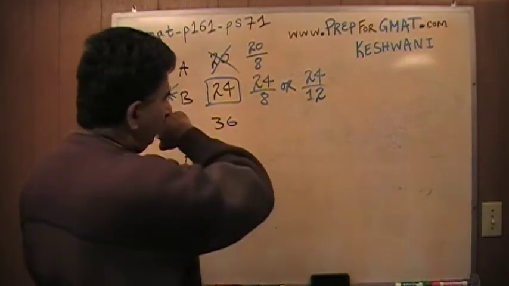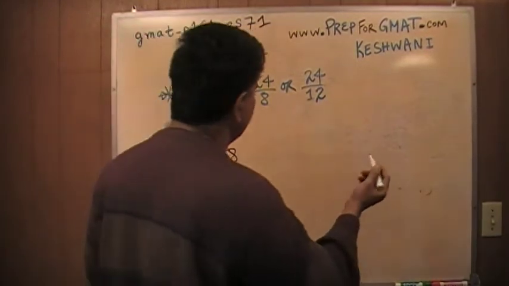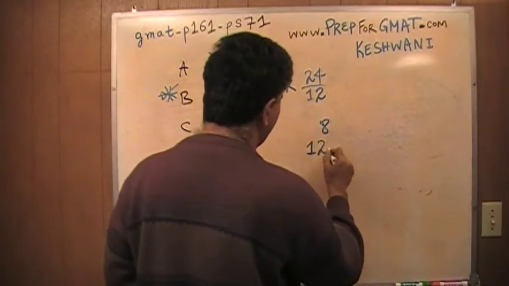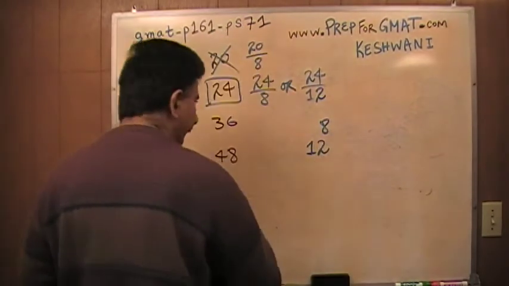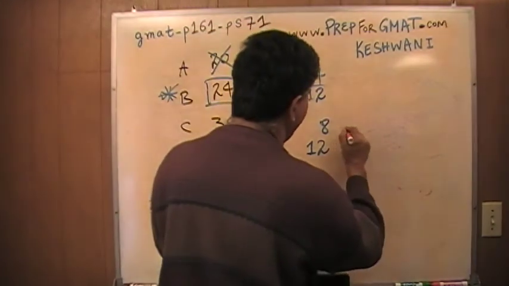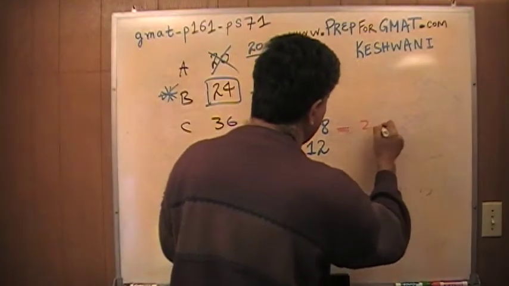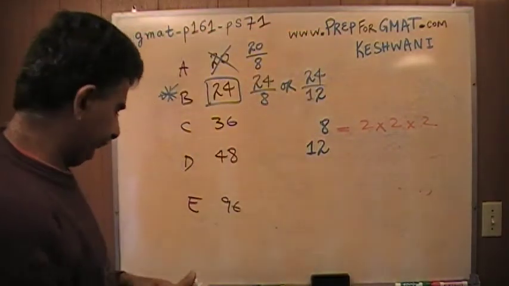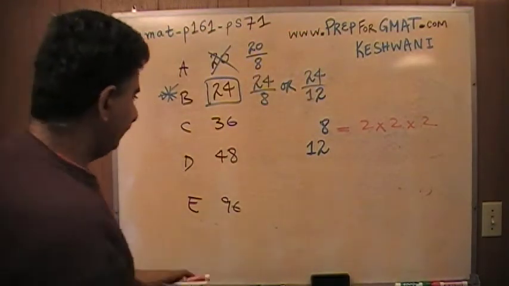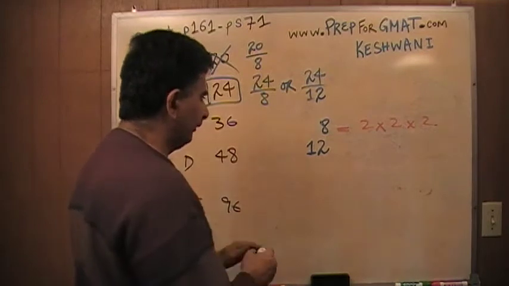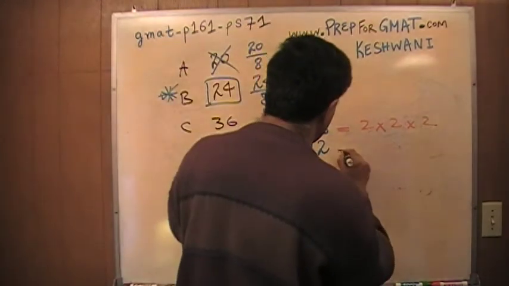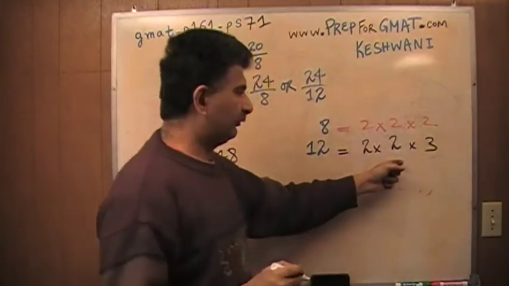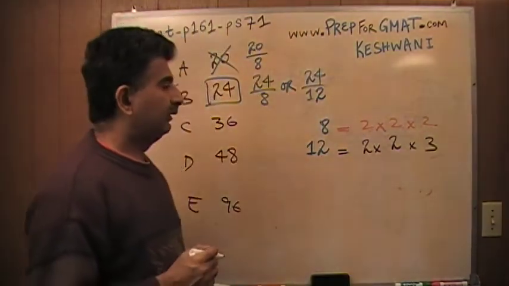You see, we are told that the group has to be divided up into either 8 equal parts or 12 equal parts. 8, of course, if you find the factors, 8 factors into 2 times 2 times 2. And 12 factors into 2 times 2 times 3. 2 times 2 is 4, 4 times 3 is 12.